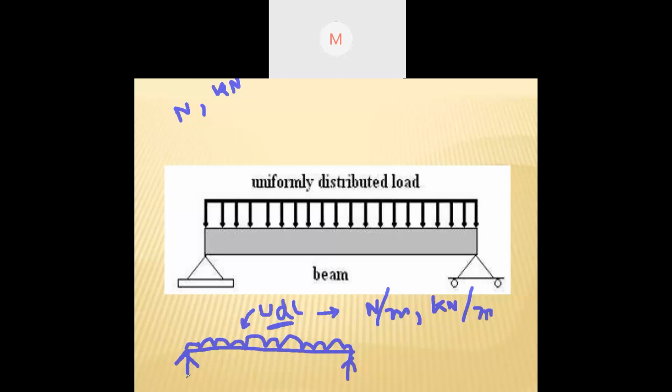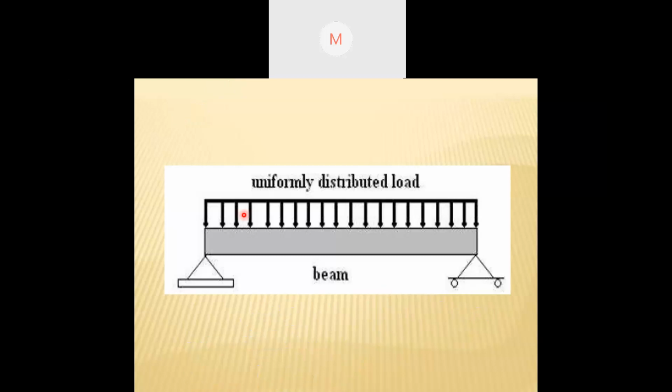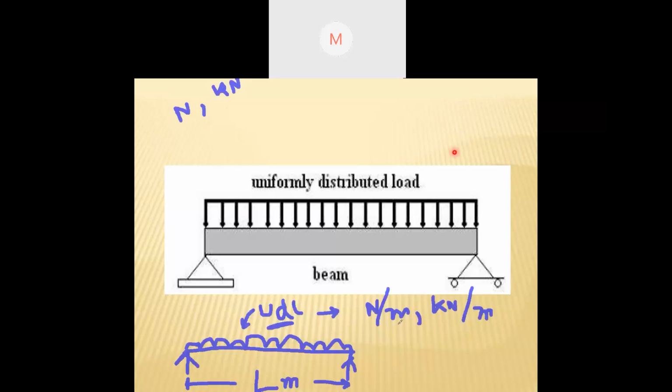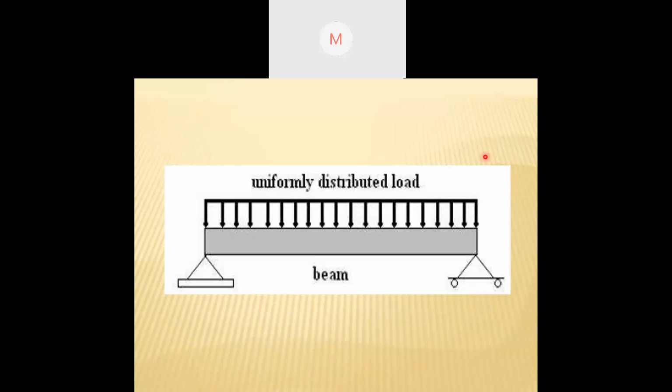Why UDL? Because suppose the distance between this and this is L meters. So if it is L meters here and here, then what happens? For 1 meter, it is something. So for L meters, it will be L times something. Got it? Now clear? Clear, Abhi? Yes, sir. So this is the basic, fundamental thing.